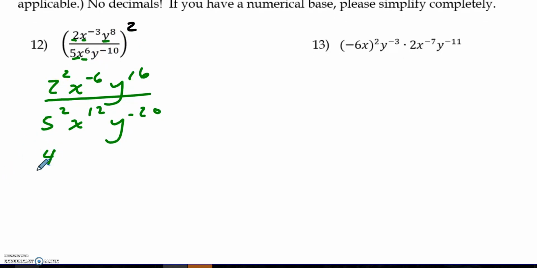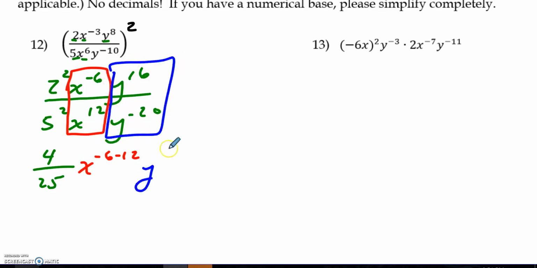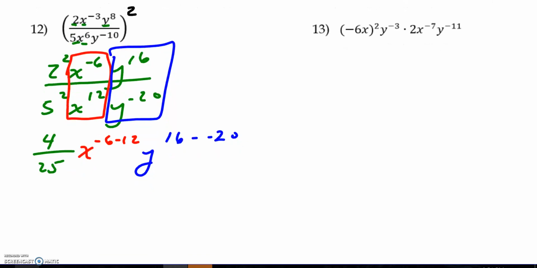The 2 squared becomes a 4, the 5 squared becomes a 25. These are like bases here, and so when you have like bases and you are dividing, you are really subtracting the exponents. So we get x to the negative 6 minus 12 power, and the y's are also like bases, and that will be y to the 16 minus a negative 20. So if I continue to simplify, we would get 4 25ths. X to the negative 6 minus 12 is negative 18. Y to the 16 minus a negative 20 is really plus, so it would be y to the 36th power.